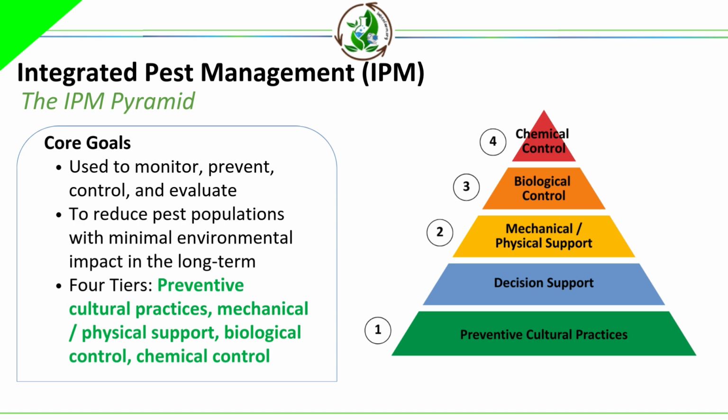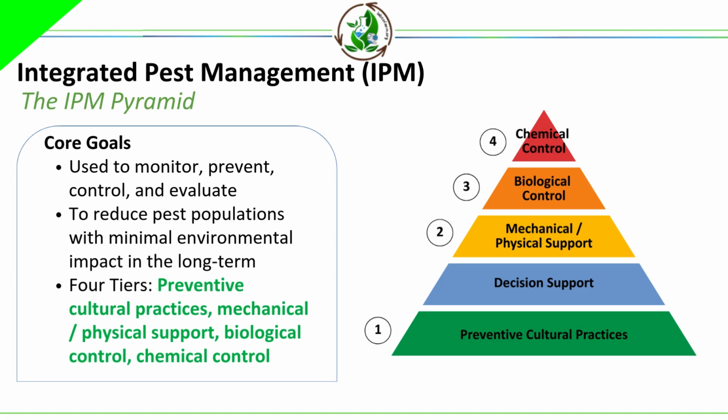The IPM pyramid organizes strategies from most to least pest or disease preventive. At the base are cultural practices, things you do before pests appear, like crop rotation or planting resistant varieties. Above that are mechanical or physical controls, then biological controls like predators or beneficial microbes. At the top is chemical control, used as a last resort when all other strategies have been unsuccessful at effective pest management.